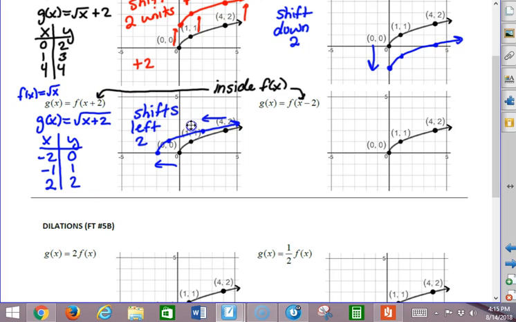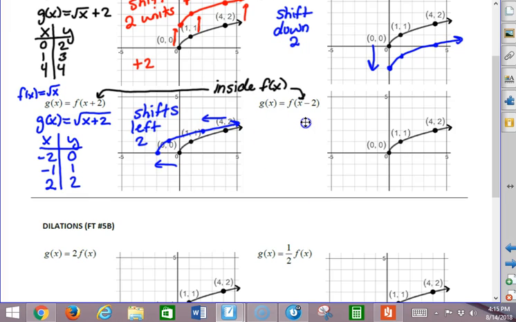Now, interestingly enough, when you see this +2, you might think, well, that seems like it would move to the right in the positive direction, but it moves to the left. And the reason is because I have to compensate for the fact that I've added 2 to x before I take the square root. So I have to make my x values 2 less than they were before in order to get those same nice square root numbers that I had for y.